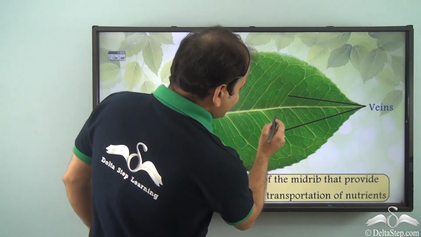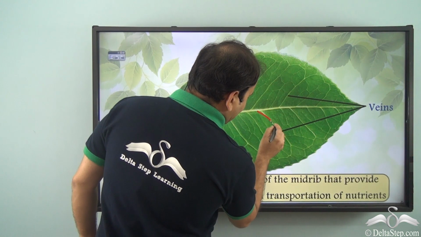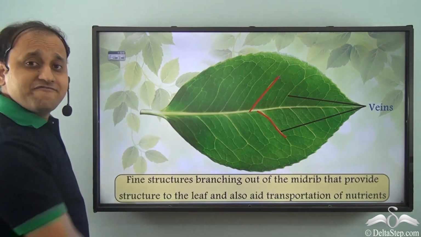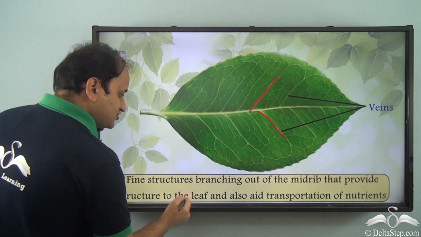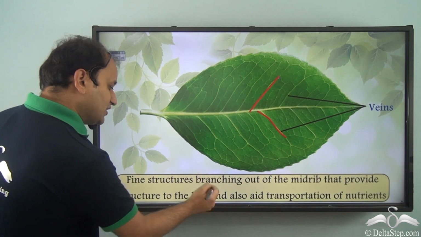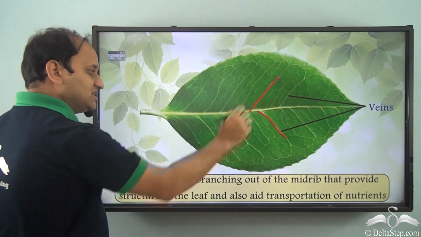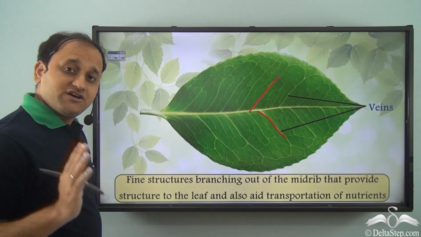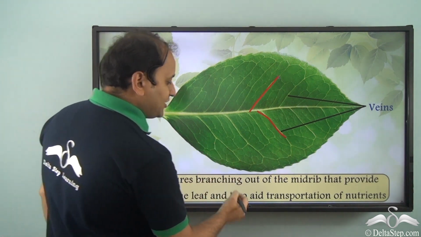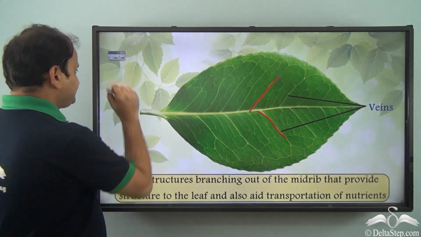Now there are also some fine structures. So as you can clearly see, these fine structures branching out of the midrib, these are called veins. So fine structures branching out of the midrib that provide structure to the leaf and also aid transportation of nutrients. So these veins have two major functions. One is they provide structure to the leaf, and they also aid transportation of nutrients in the leaf.